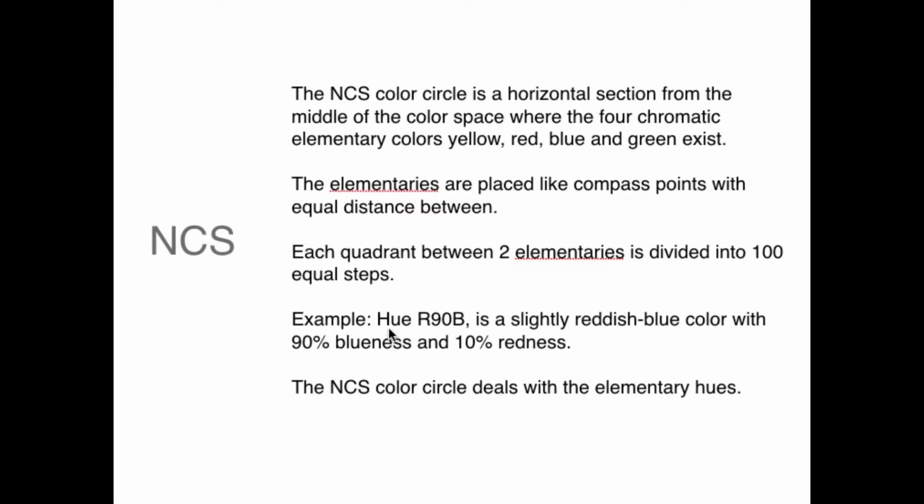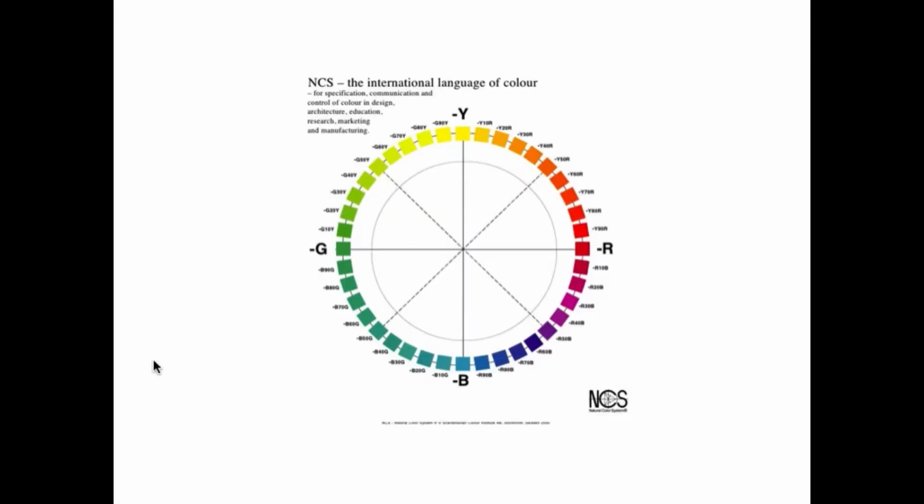And it is a notation system, so it's red, 90, blue. So this describes a cool blue that has mostly blue and about 10% redness in its perceived makeup. Remember that this is not via color mixing, this is how we see the final color. So here are the 4 chromatic elementaries, and of course white and black would exist at polar opposites in the center. You can see all the 10 different color families between the elementaries.